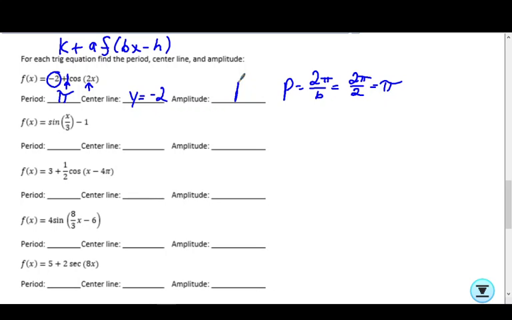So let's look at the next one. Again, let's look at this -1. What does this -1 outside the parentheses represent? My center line, my vertical shift. So where's my center line at? Yep, y equals -1. What's my amplitude? Because that's the next easy one. Do I have a change in amplitude? Nope, because there's no number in front of this sine. So my amplitude's still 1.